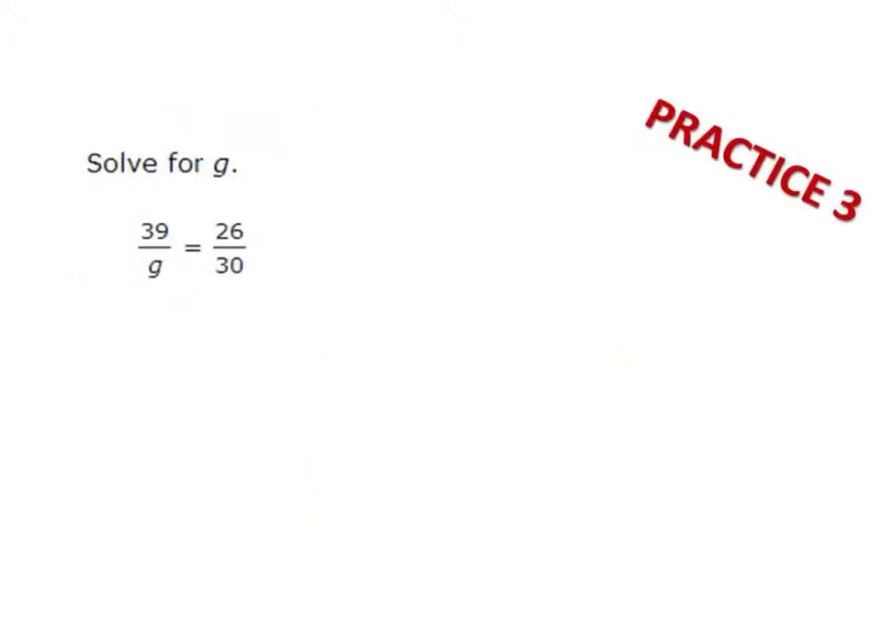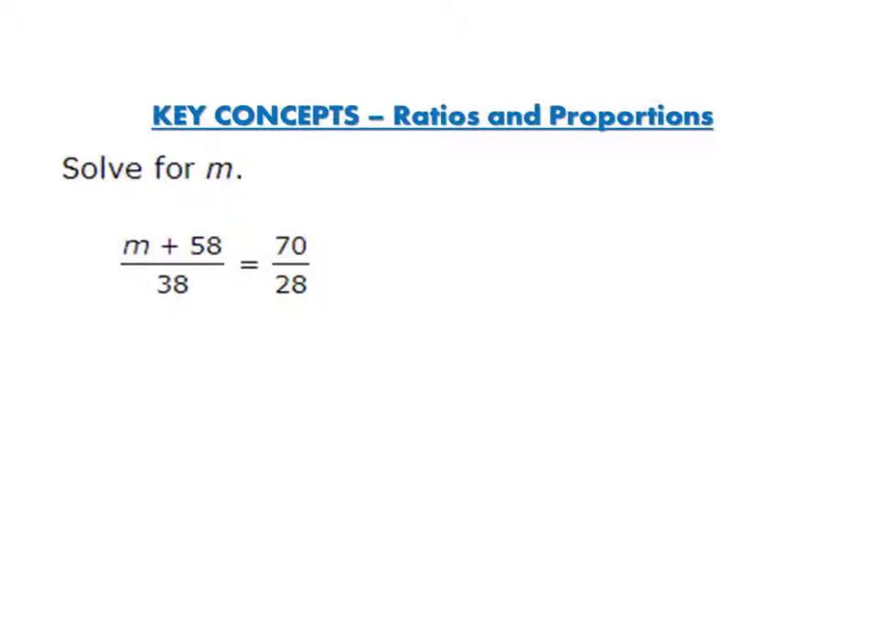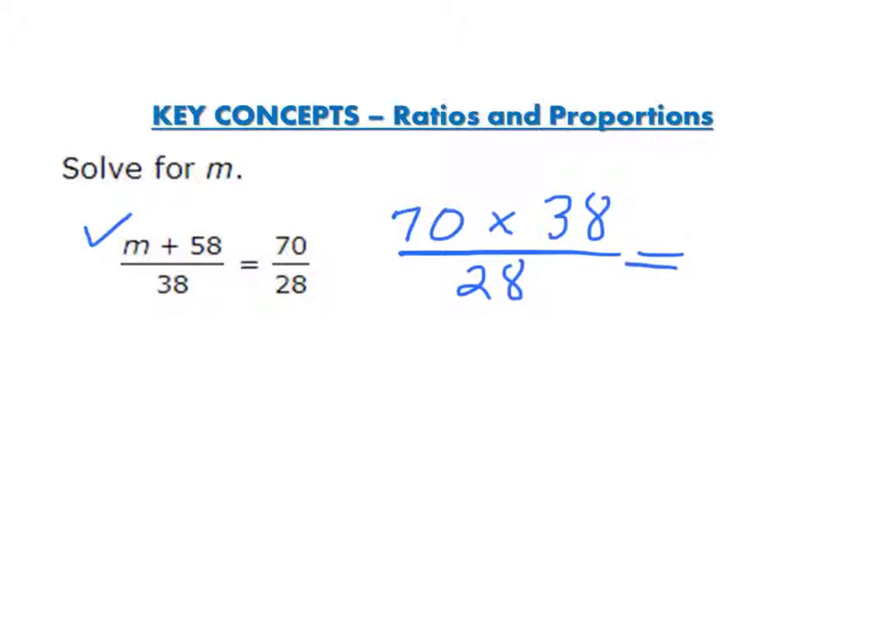Practice 3, solve for G. Now this problem may look kind of tough, but it's really not. We're only going to add one more simple step. But we're going to act like there's nothing but a letter there. So we are going to start out by multiplying 70 times 38 and divide it by 28.